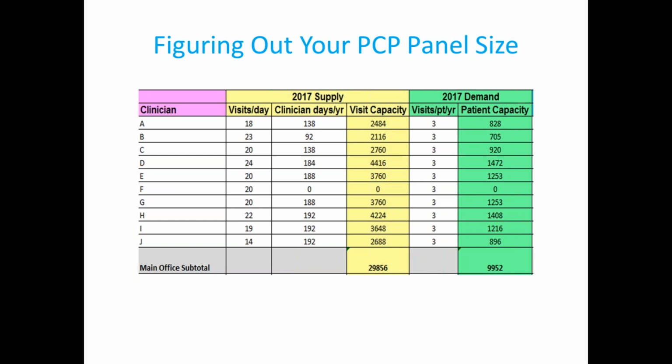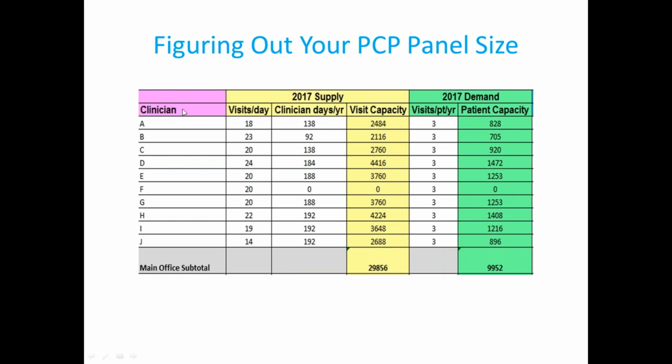Our average pediatric patient comes in 3 times a year, so I divide the number of visits by 3 to get the patient capacity for each of our clinicians. So for instance, Dr. A's 2,484 visits divided by the 3 visits per year means he can take care of 828 patients, while Dr. D, who can have 4,416 visits, can reasonably take care of 1,472 patients.